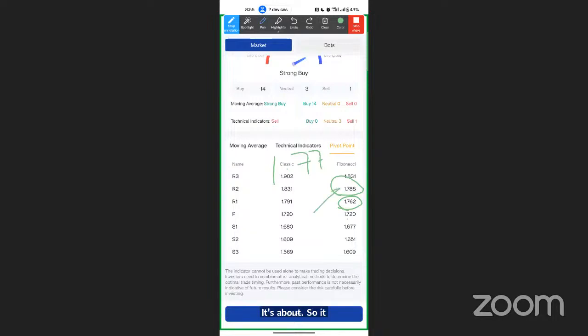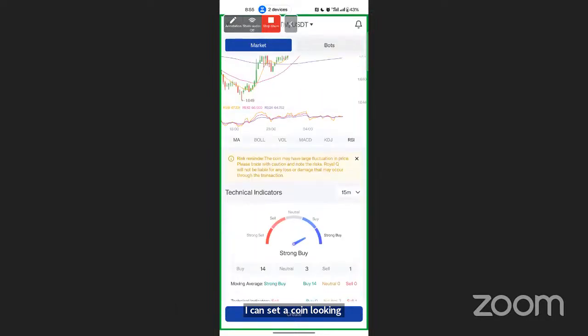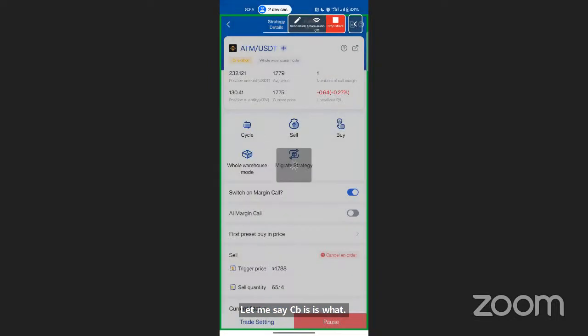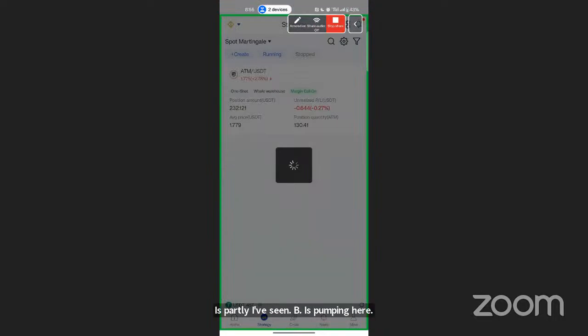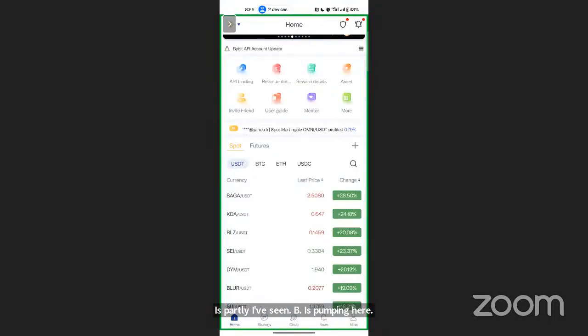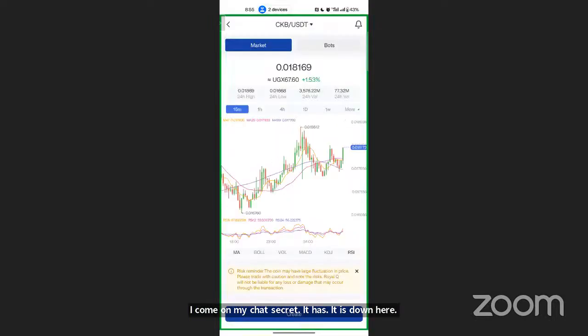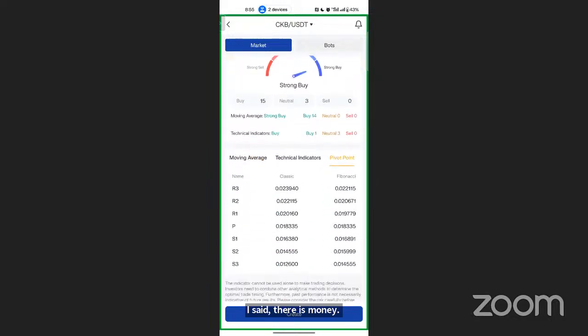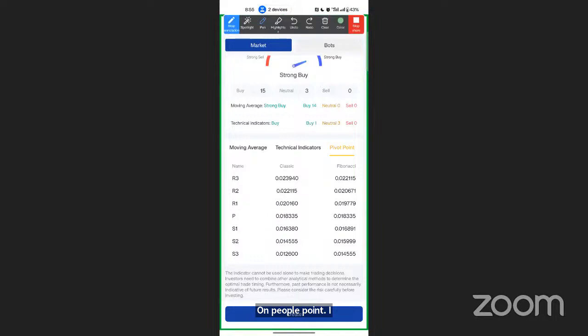So it is going to resistance 2. So when my coin will hit this price, my robot will sell. If you have understood, give me a yes in the chat. So I can set a coin looking at these figures. Let me say CKB is pumping. I've seen CKB is pumping here. So I come on my chart. CKB. It is down here, but it is rising. Then I look at it. I say there is money. Okay. Now I come here on pivot point. I look at my CKB very well.